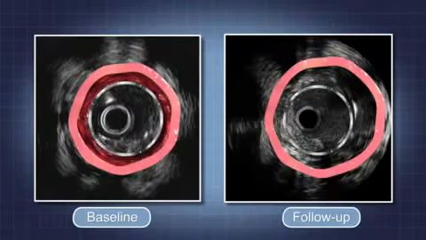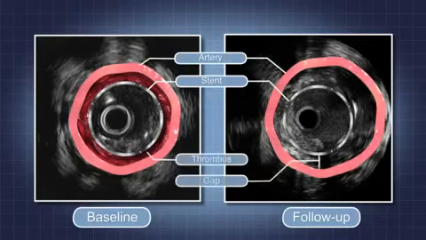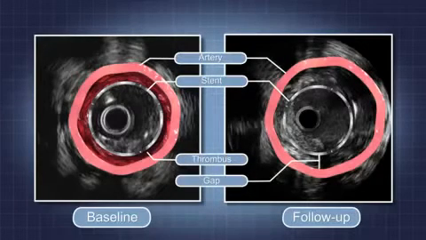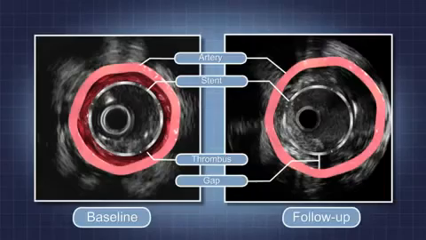which appears well deployed on the left-hand side resulted in a gap between the stent and the vessel wall after 13 months, as shown on the right-hand side. How could that possibly happen?